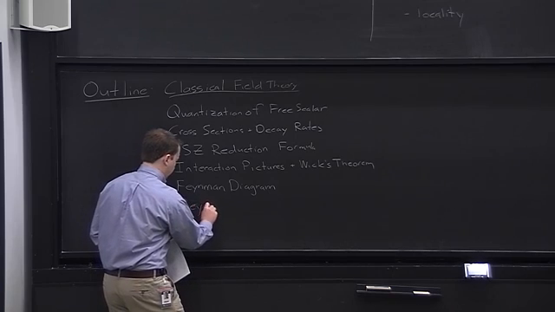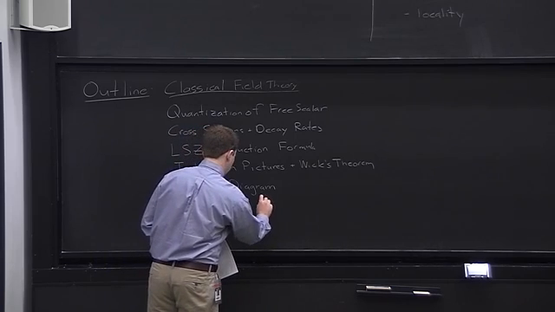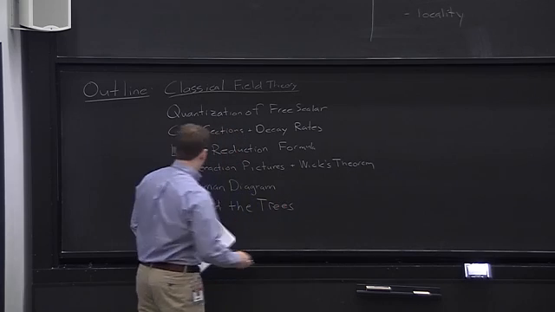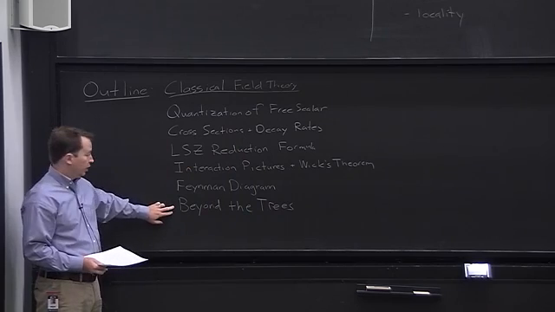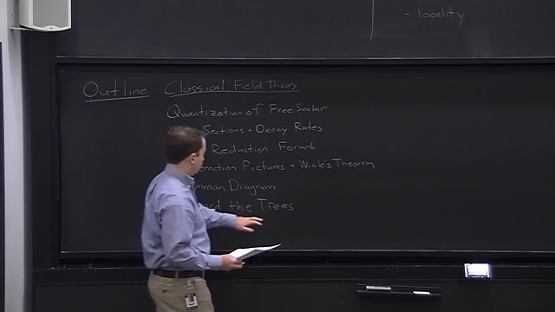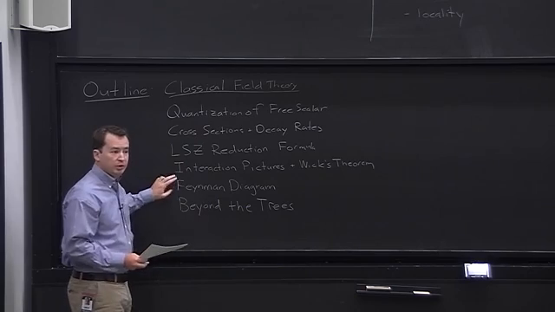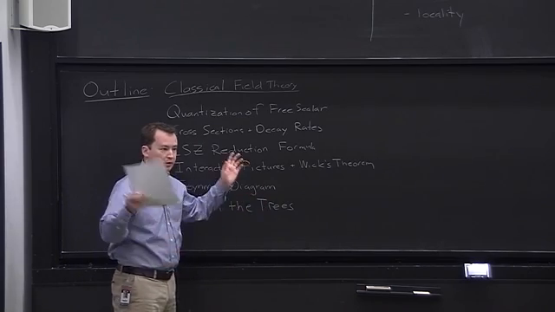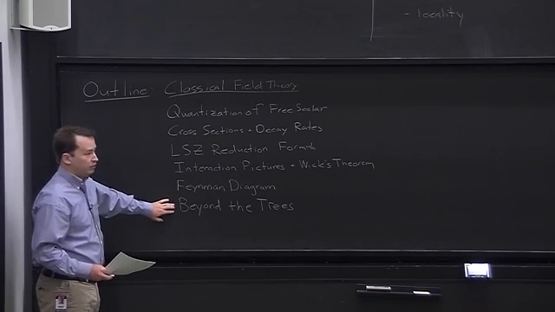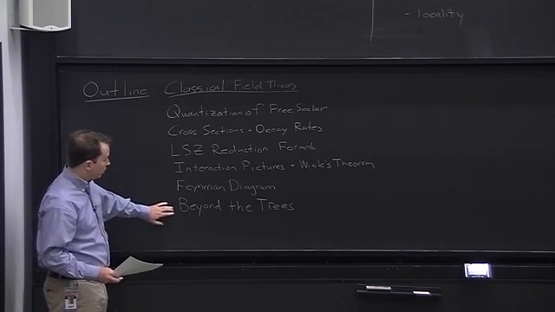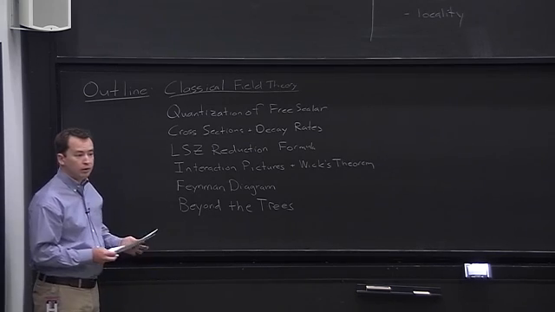And in my final lecture, before I hand you over to Tibor, I'll discuss some of what goes on beyond leading order in perturbation theory. The leading order perturbation theory Feynman diagrams are typically what are known as tree diagrams. They look like trees. And we'll see some of what is necessary to go beyond that. So that's where we're going.